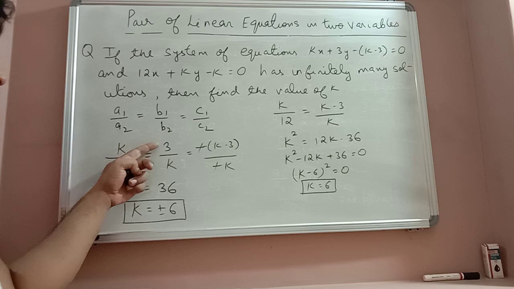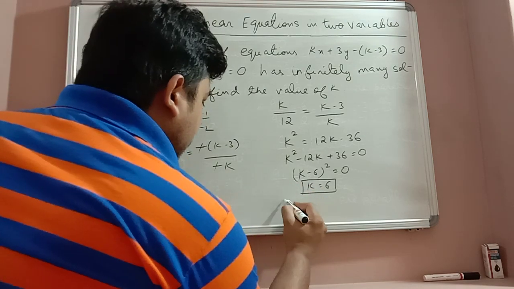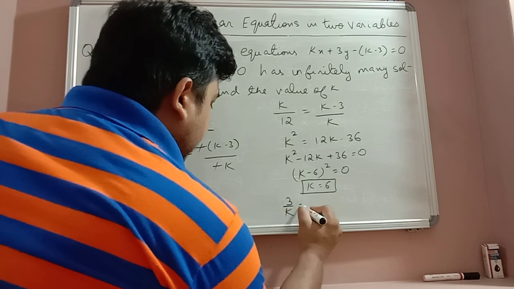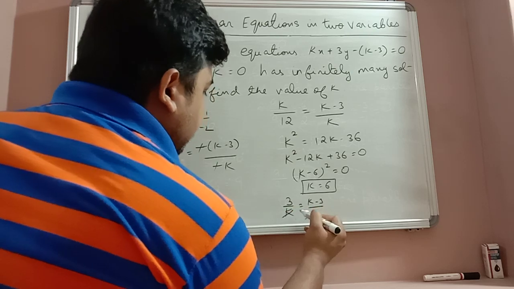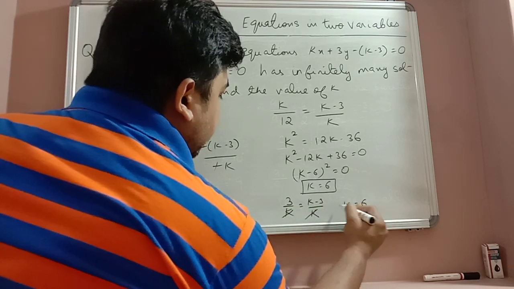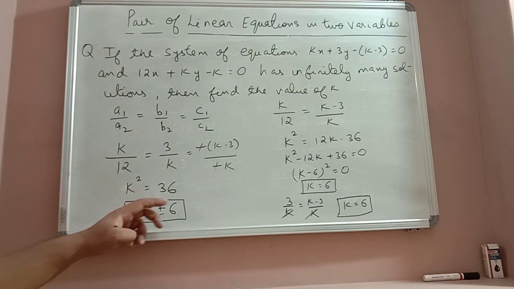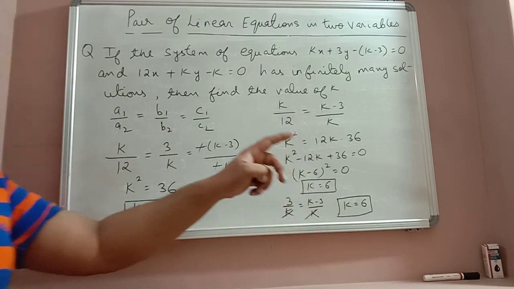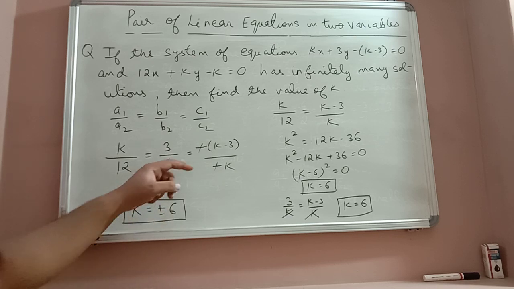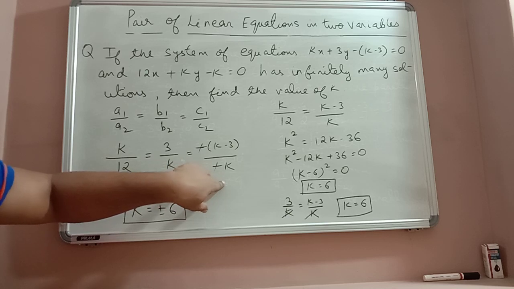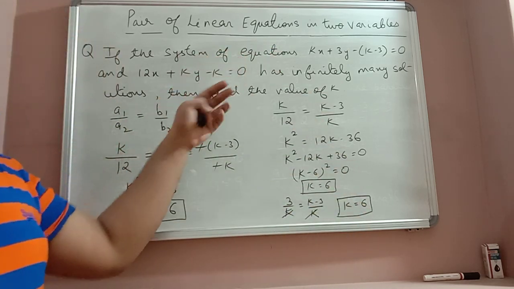As well as we can check for this ratio, 3 over k. So 3 by k equal to k minus 3 by k, k and k get cancelled, so again we are getting k equal to 6. So k equal to 6 is the only solution to this equation. We will ignore the value k equal to minus 6 because on taking minus 6, the other two ratios are not getting satisfied. So k equal to 6 is the solution for this particular question.